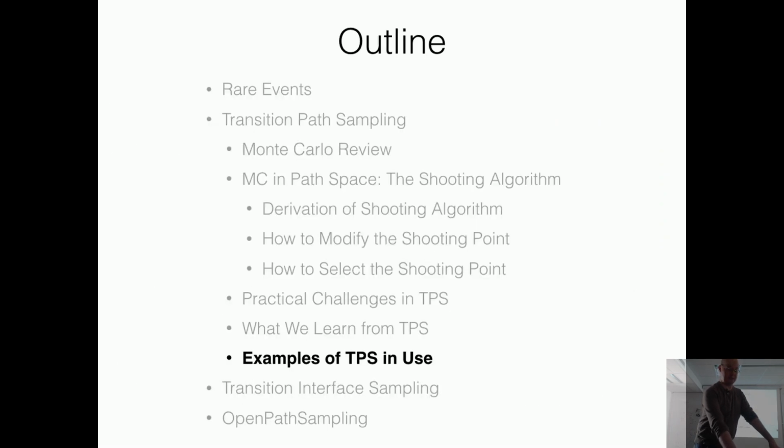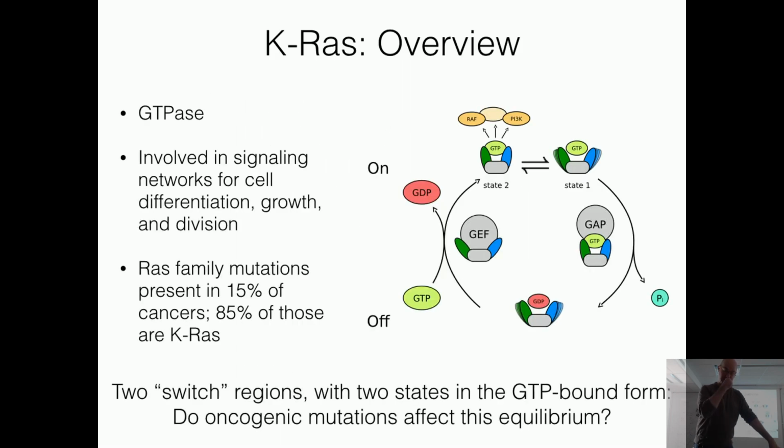So now an example of TPS in use. This is sort of the real scientific part. KRAS is a GTPase. It's a protein that is involved in signaling networks, involved in cell differentiation, growth, and division. If you have too much cell differentiation, too much cell growth and too much cell division, you get this thing called cancer. And RAS family mutations are present in 15% of human cancers. 85% of those are in KRAS.